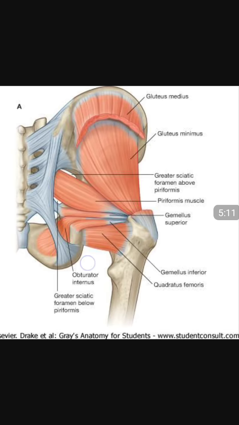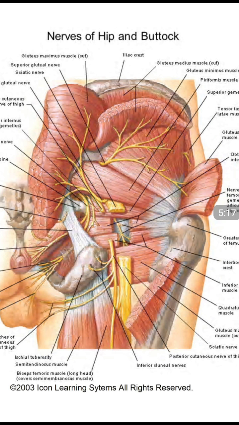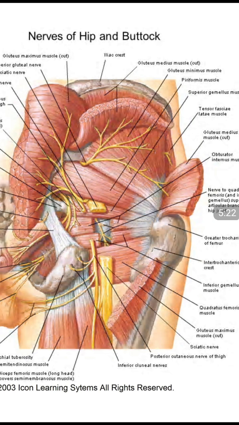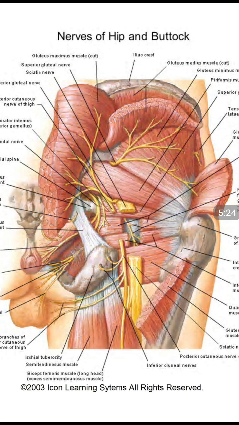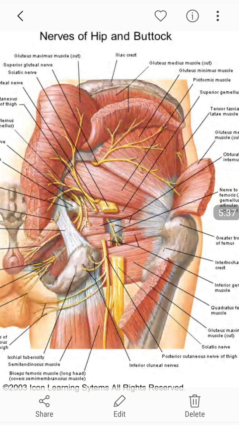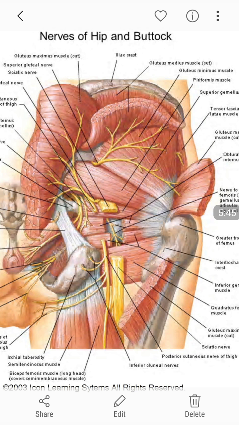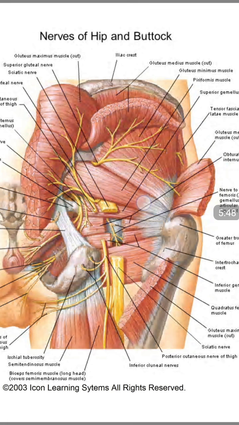Here is the next diagram. This is a very important illustration. It's my favorite one. Why is it my favorite? Because this illustration teaches me a lot of things. The piriformis muscle, as we have discussed, comes out of the pelvis through the greater sciatic foramen into the gluteal region.